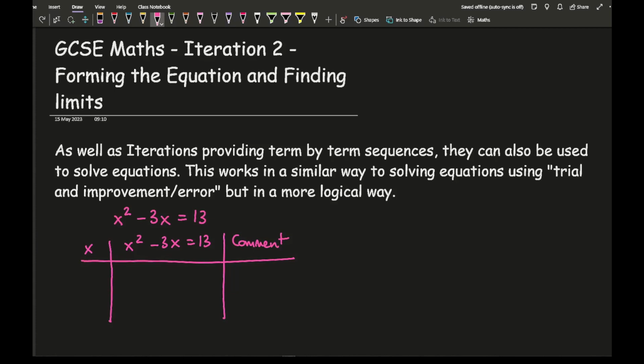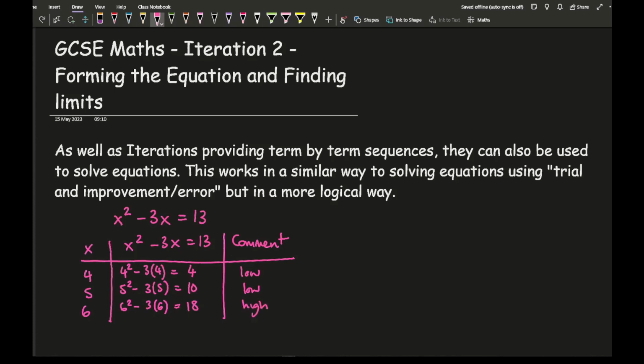So again, we could pick values of, let's say, 4. If I substituted x equals 4, I'd have 4 squared minus 3 times 4, which is going to give me 4, so that's too low. So then I would try 5, so I've got 5 squared minus 3 times 5, which is 10, which again is too low. Then I would try 6, so I've got 6 squared minus 3 times 6, so that's going to be 36 take away 18, which is 18, which is too high.